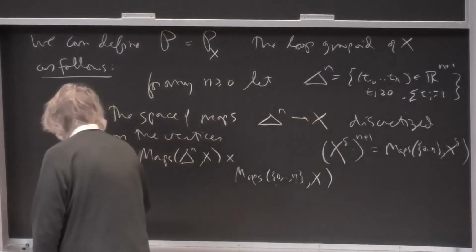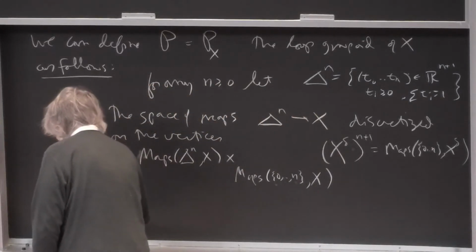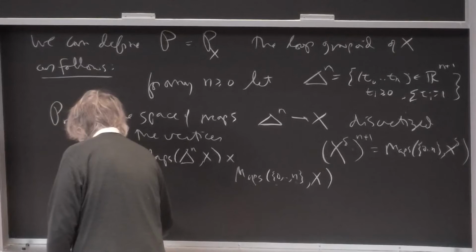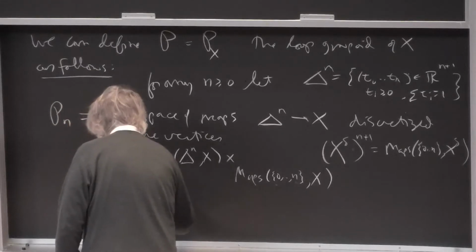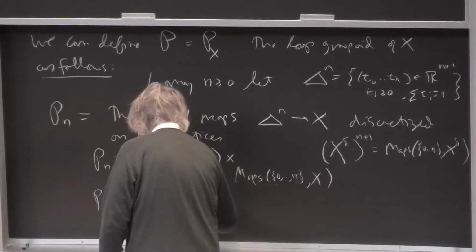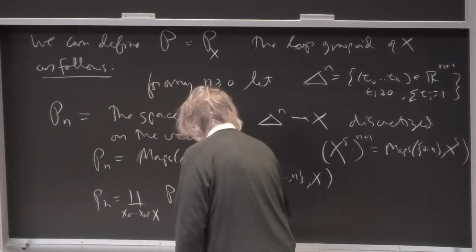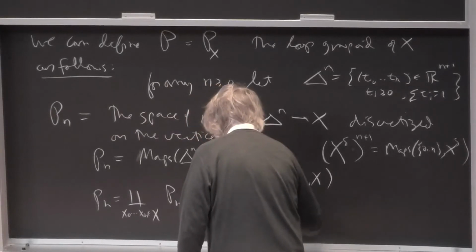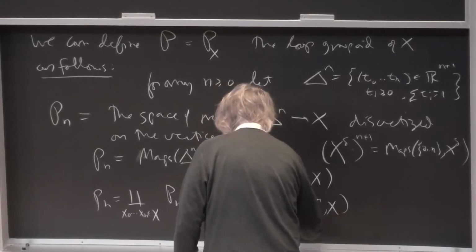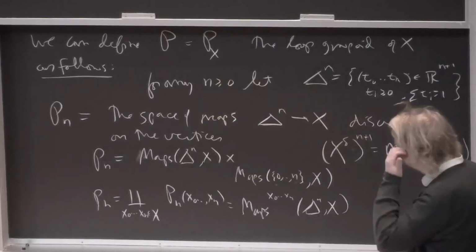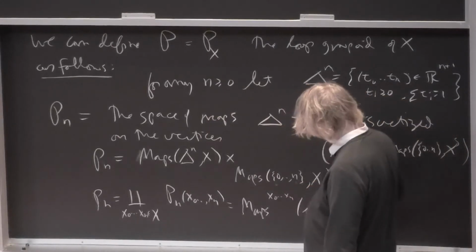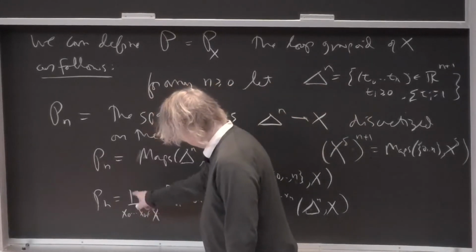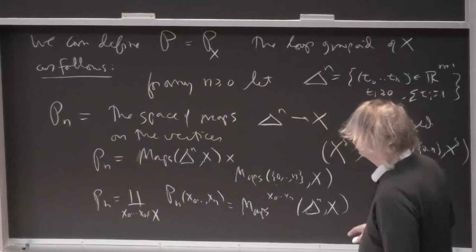So, for example, Pn is a disjoint union over all sequences of points in X of what you might call Pn of x0 through xn, and this is equal to the maps, let's call it Maps_{x0,...,xn}, from delta n into X. Does everybody see? This is the space of maps from the simplex into X which fix the vertices at the points x0 to xn, and then Pn is just a disjoint union of those spaces. That's what this discretized thing means.